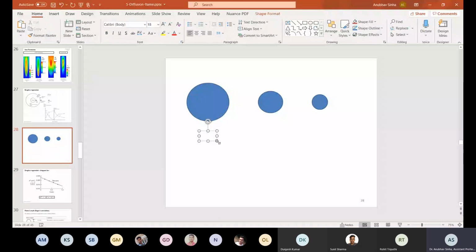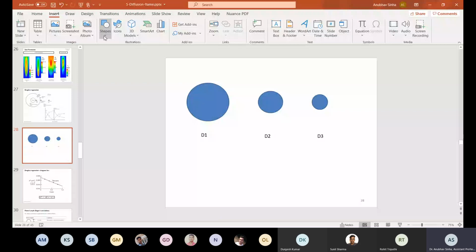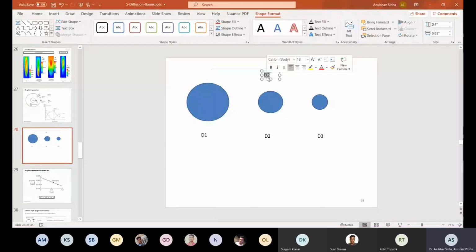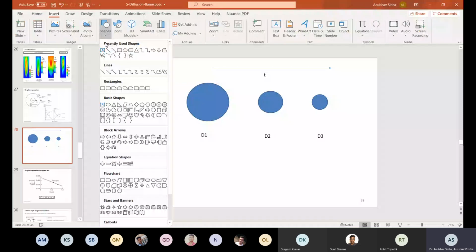So let us say this is D1, this is D2 and this is D3. You're okay with this? This is with time. The droplet diameter is decreasing with time, that is all I'm saying. Now, let us say I did some measurement. Forget about the technique. I have used any technique and I have made a droplet diameter measurement.